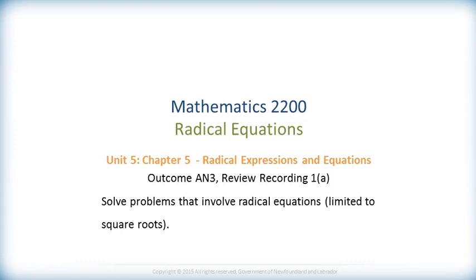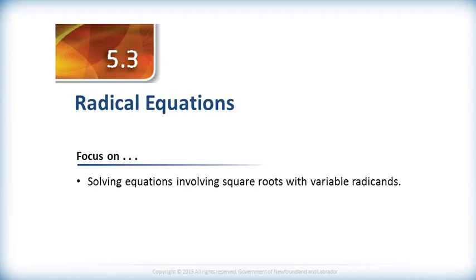Welcome to Review Recording 1A to accompany Instructional Recording 1A for Section 5.3 of Unit 5, Chapter 5, Mathematics 2200. We'll be doing some examples on solving equations with square roots that have variable radicands.